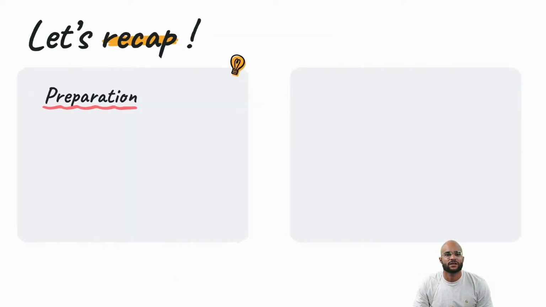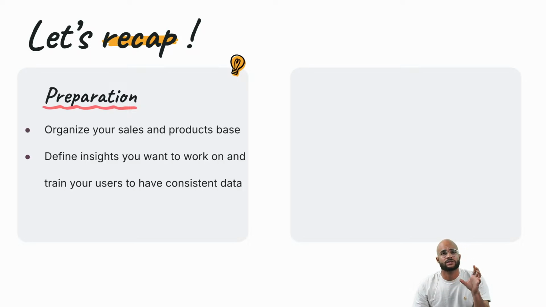So let's make a little recap. The first thing we did is make some prep on our data. Basically, you have to organize your sales and your product base. Remember, we created a field with Studio for us to get some insights on the trend. And then the second point, you'll have to define the insight you want to work on, and train, of course, your users to have consistent data.